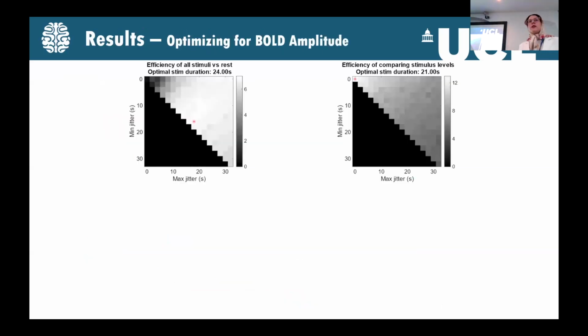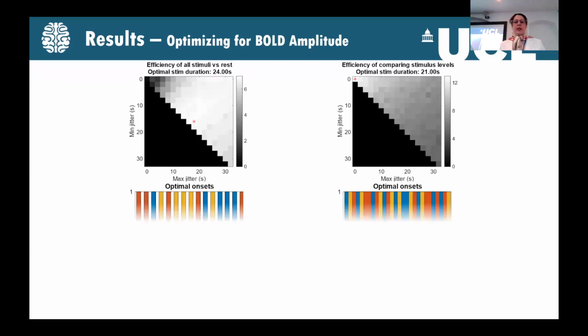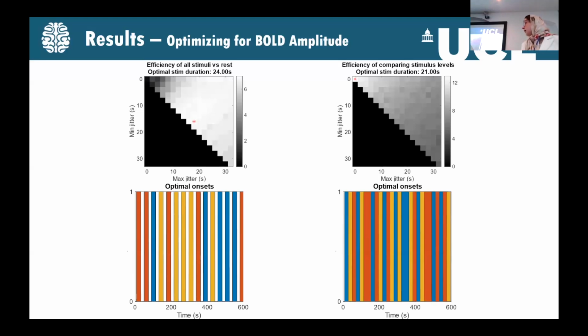Let's look at the results, starting with the GLM. Here we are looking at the heat maps of the efficiency at the optimal on duration for two contrasts of interest: on stimuli versus rest, and comparing stimulus levels. And here are the optimal stimulus timing.